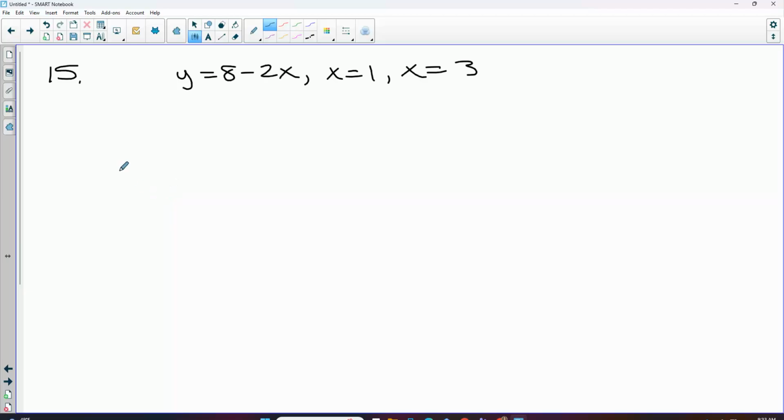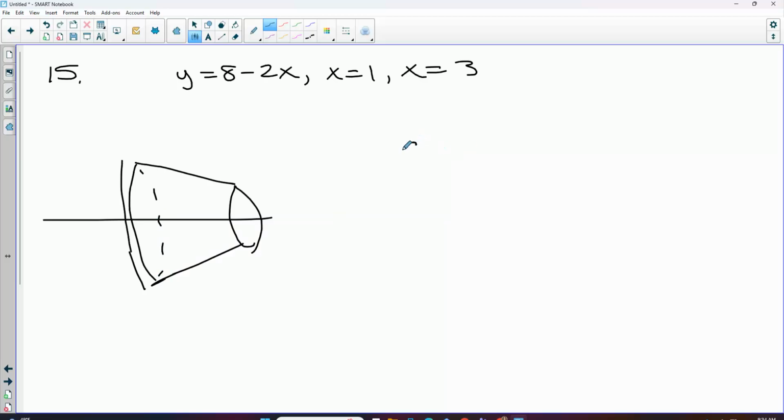Okay, y equals 8 minus 2x. That's just a line segment. But I already told you you're only going from 1 to 3. So we're just taking that part, we're rotating it around the x-axis. I'm running short on time, which is why I'm not doing a very great picture here.